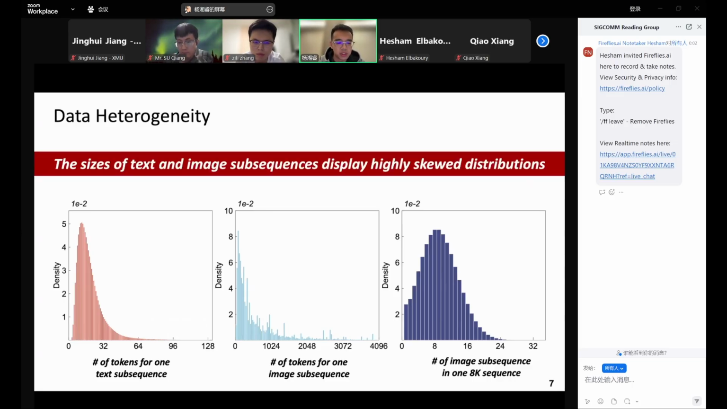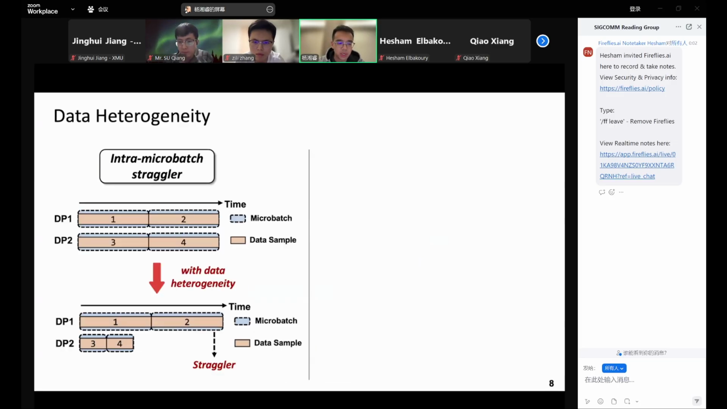This data heterogeneity leads to two distinct types of performance bottlenecks in parallel training. First, on the left, we see the intra-microbatch struggler problem. In an ideal data parallel setup, each DP worker processes a data sample of the same size and finishes at the same time. However, if data samples 1 and 2 have more image tokens, DP worker 1 inevitably gets a larger workload. As a result, DP1 becomes the struggler and blocks the entire training.